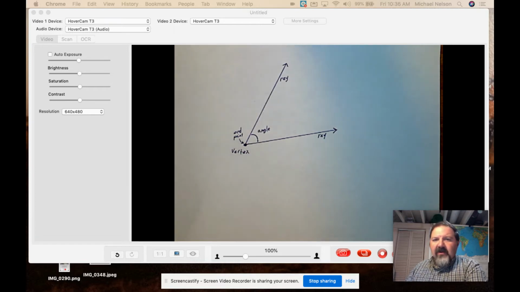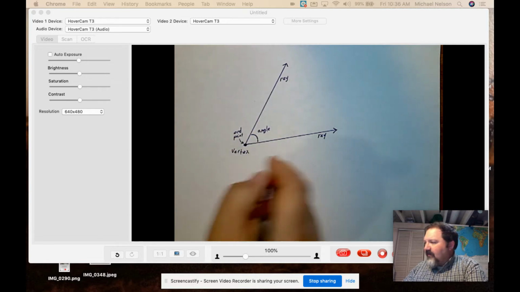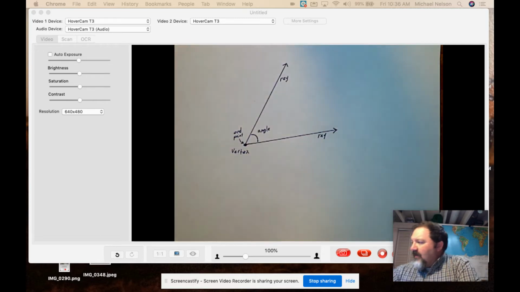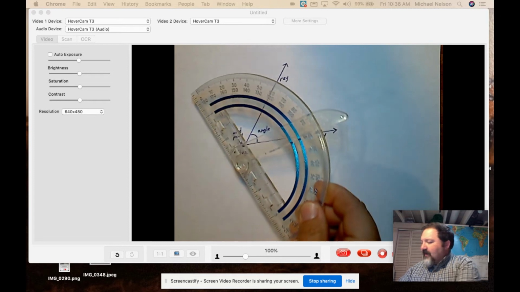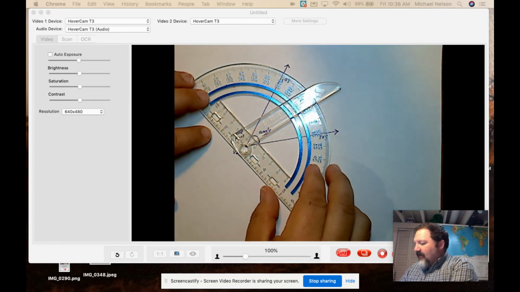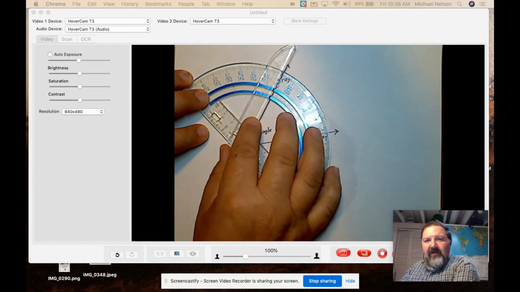Okay, there's a couple other things we can talk about with this angle. You could talk about a bisector, which actually cuts it right in half. But then you'd need a protractor like this to measure it. This is kind of a fancy protractor. It's got the little wing on it.